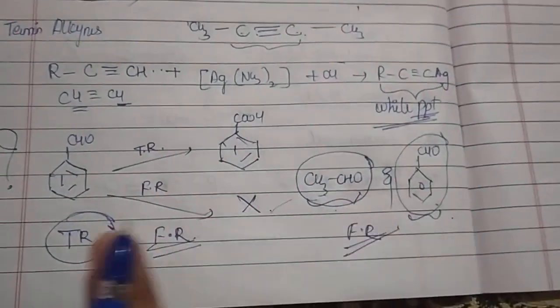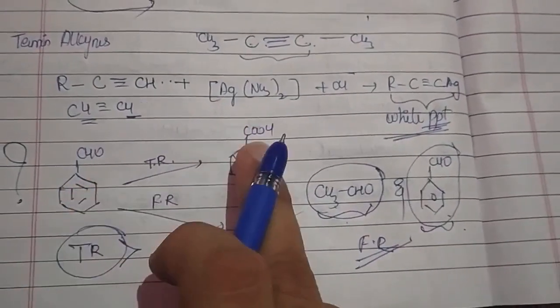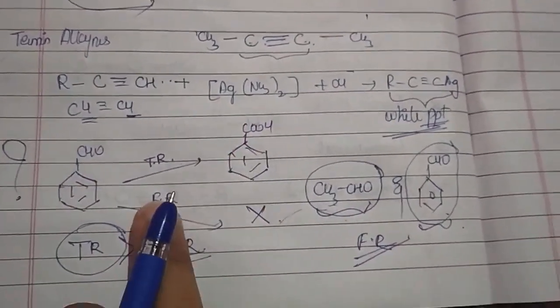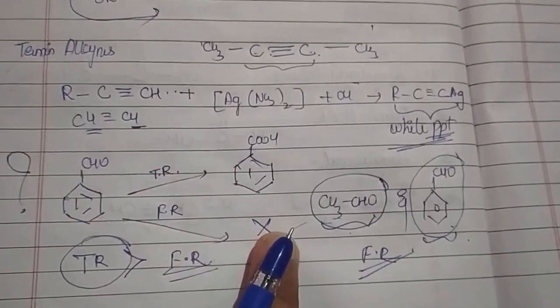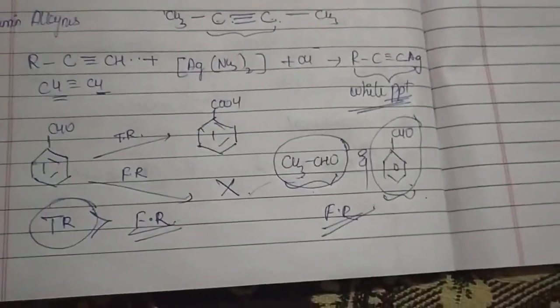That is what we have seen here. Tollen's reagent has the capacity to oxidize your aromatic aldehydes, but Fehling's reagent will not have the capacity to oxidize your aromatic aldehydes. Is that clear?